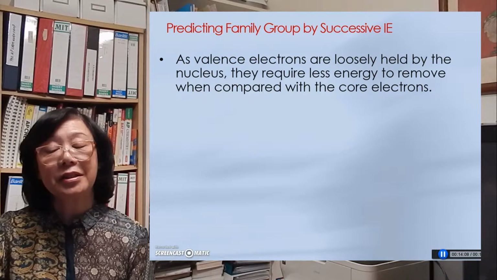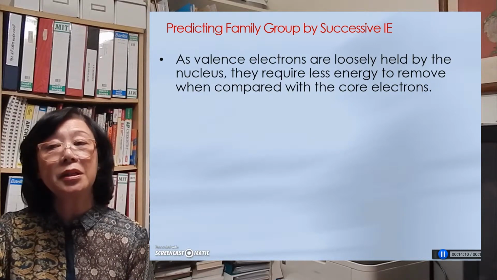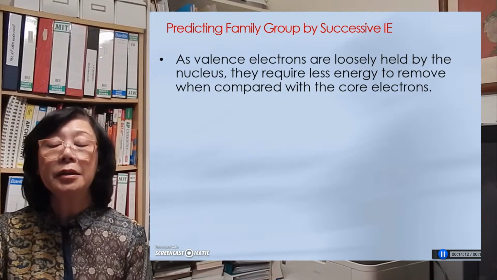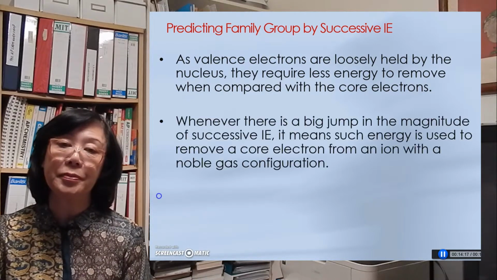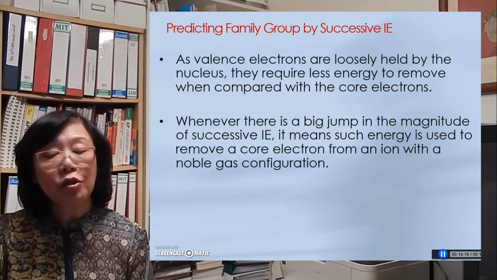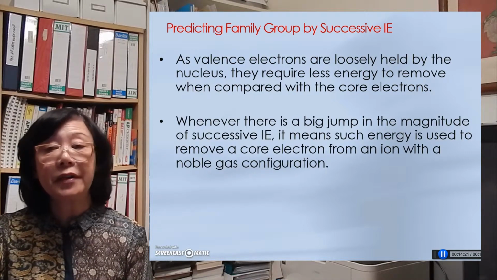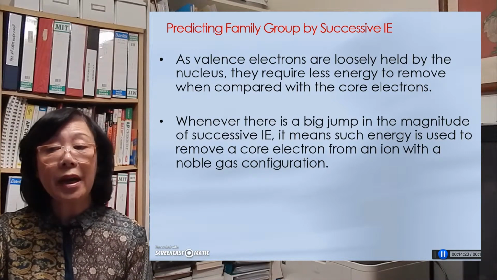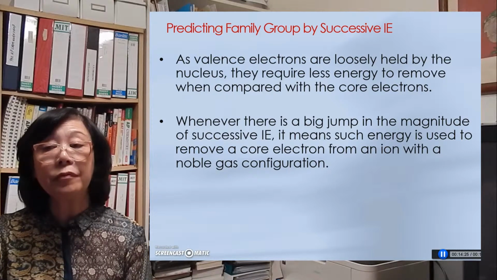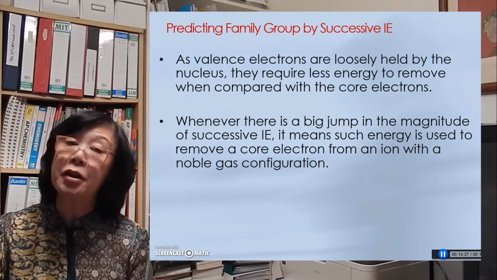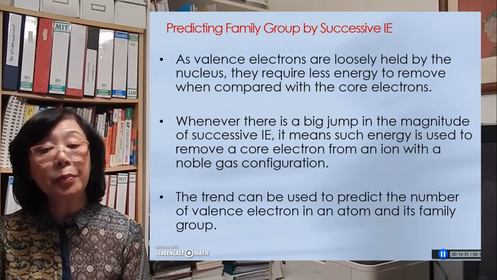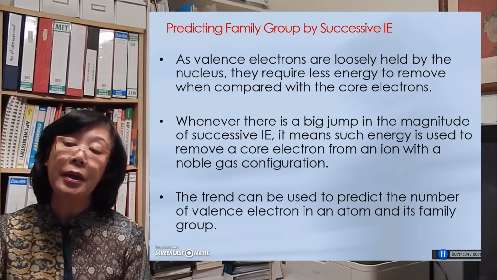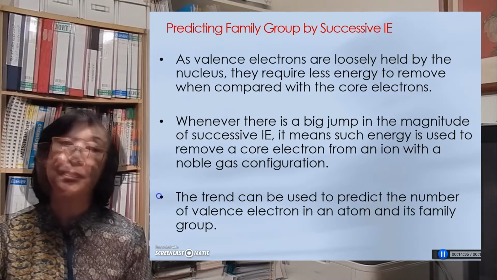Here's a recap of what I said earlier. As valence electrons are loosely held by the nucleus, they require less energy to remove when compared with the core electrons. Whenever there's a big jump in the magnitude of successive ionization energy, it means the energy is used to remove a core electron from an ion with a noble gas configuration. The trend can be used to predict the number of valence electrons in an atom and its family group.